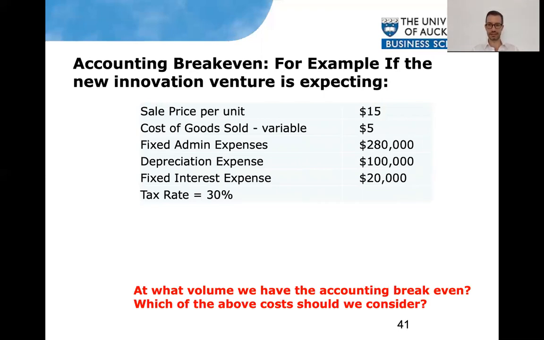Try to do this without watching the video. I'll give another solution, and then there will be an exercise that you can do by yourself. So in this case, it's basically the same information. You have a sales price per unit of $15, cost of goods sold of $5. Then we have 3 types of fixed expense, and again, the tax rate. The question is, at what volume, how many products do I need to sell to have an accounting break-even?